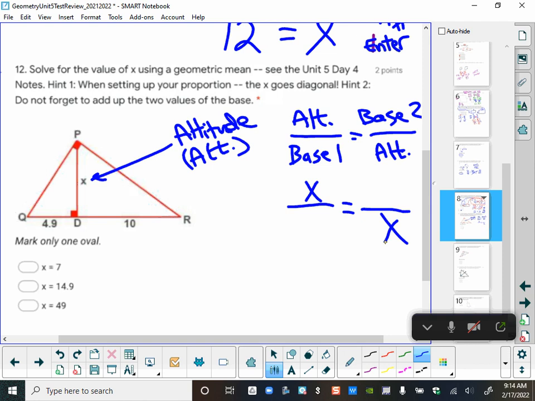If you set that up, you put that altitude, that X, crisscross, you're going to get the problem right. Because these two numbers, it's not going to matter where you put them in the end, because you have to multiply them either way. You get the same result.